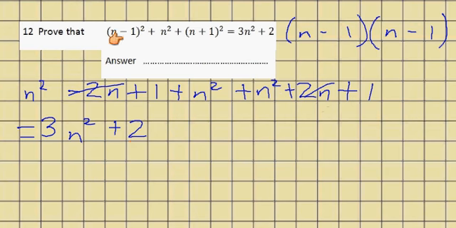We were asked to prove that this left expression is equal to 3n squared plus 2. We fully simplified it and we got 3n squared plus 2, so we've gotten the correct answer.